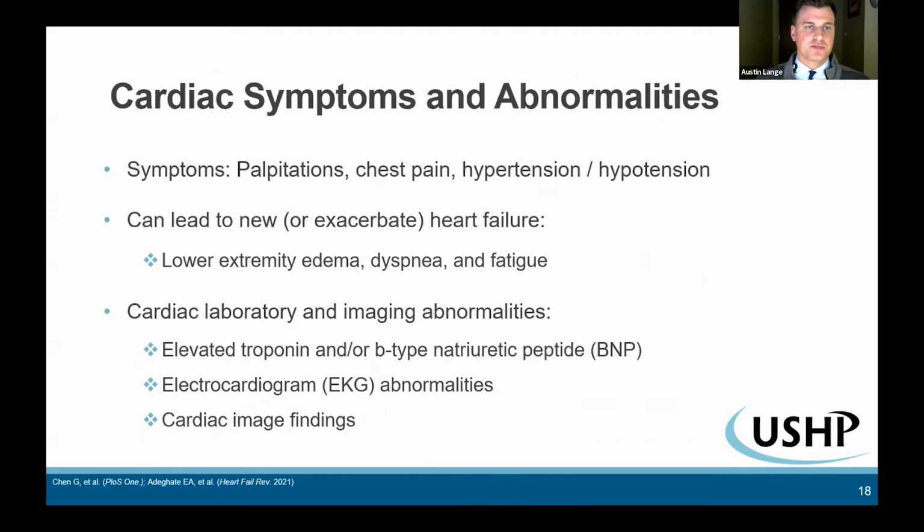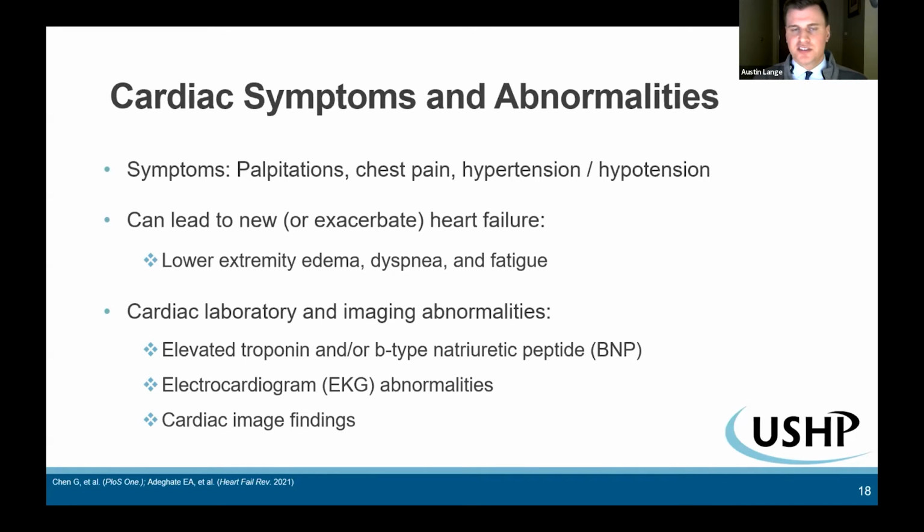death as well. As far as symptoms and abnormalities that we might notice for a patient who's presenting with COVID-19 and cardiac-related symptoms, they might have palpitations that might be significant for arrhythmias. They could have some chest pain. They might also be hypertensive or hypotensive, depending on the severity or stage of the disease. It can also lead to new or exacerbate existing heart failure, as I just talked about, and that can present with typical heart failure type symptoms such as lower extremity edema, dyspnea or shortness of breath, and fatigue.